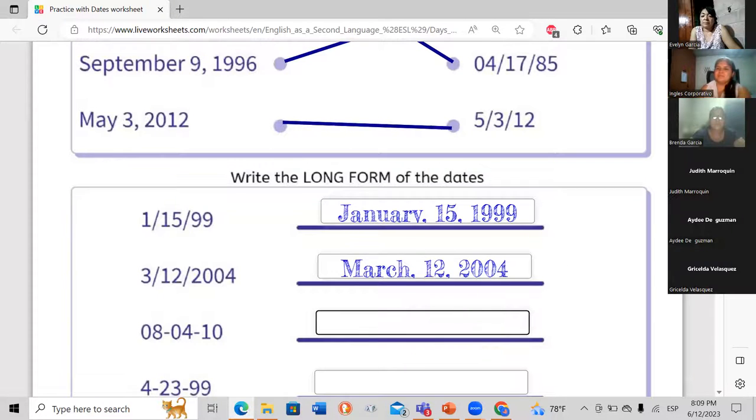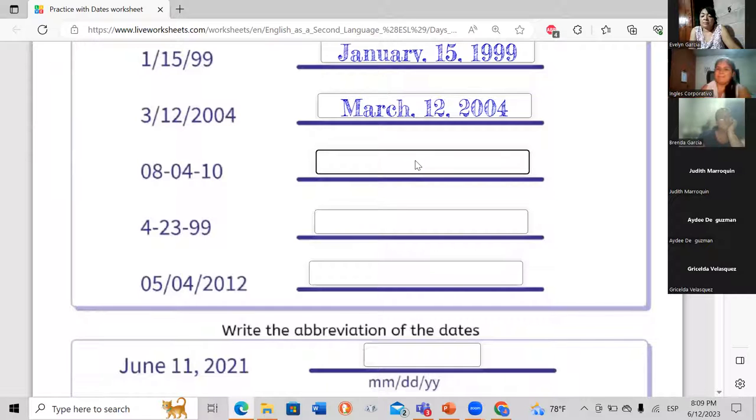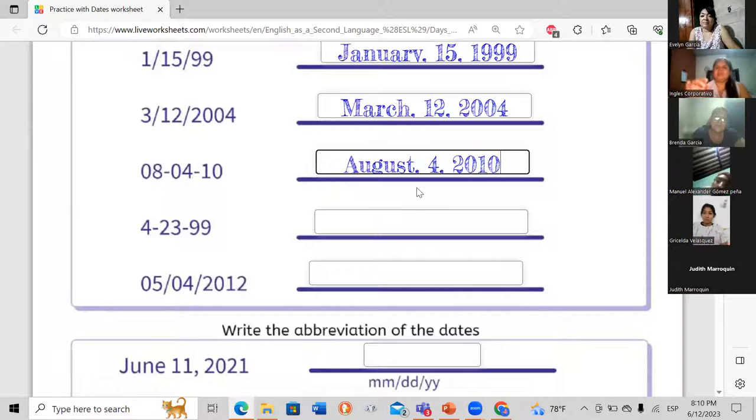Xiomara? Sí, permítame. Quiero ver. Bueno, que la primera es el mes, ¿verdad? Yes. Quiero febrero, marzo, abril. August. No, ese es el mes. Sería 4. Ah, 4. 2010, okay. August 4, 2010. Yes. Uh-huh. Very good.